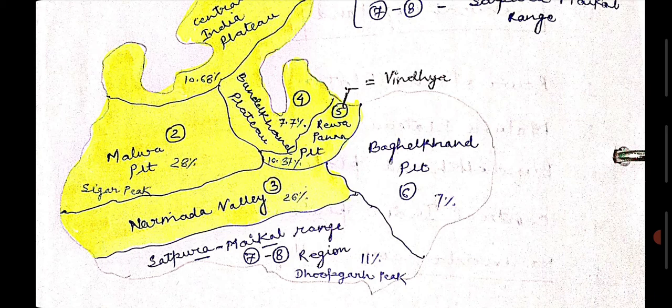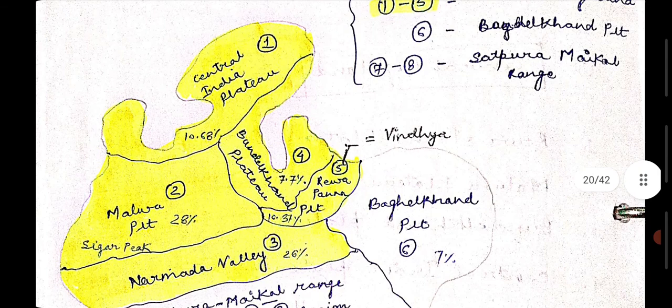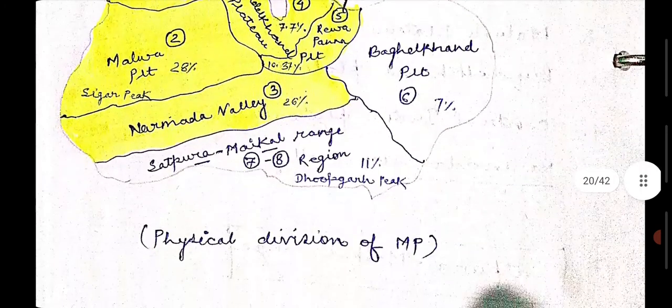Sixth is Bundelkhand Plateau, 7.7%. The smallest physiographical region of Madhya Pradesh is Baghelkhand, only 7%.